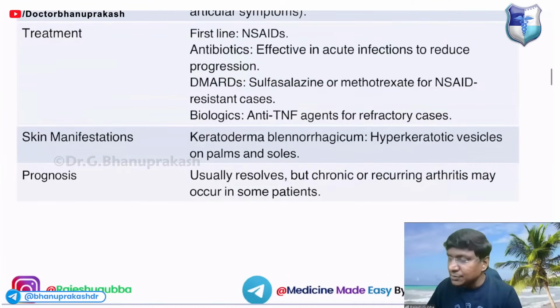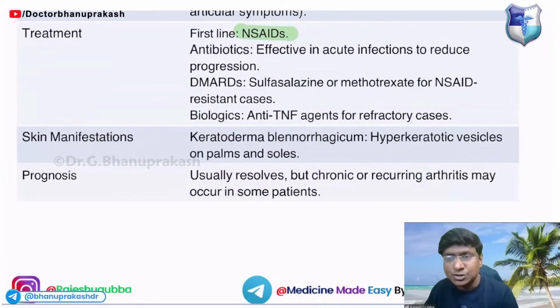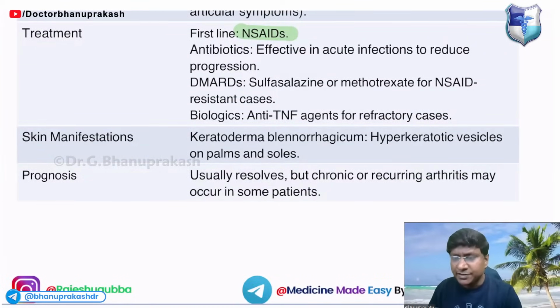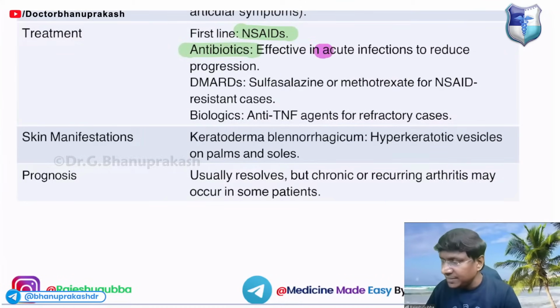And what is the treatment that you will give for the arthritis? NSAIDs have to be given. And it is secondary to infection, right? So you need to give antibiotics. But antibiotics are effective only in acute infections.